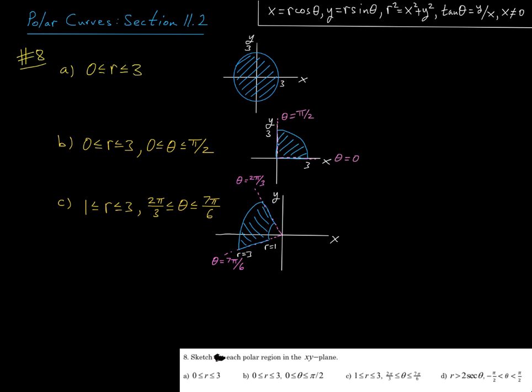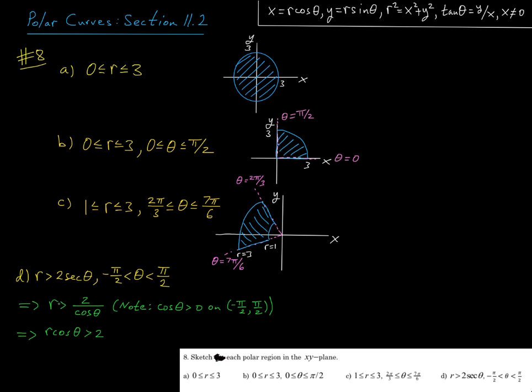All right, and then lastly, D, r is strictly greater than 2 secant theta, and here theta is strictly greater than negative pi over 2 and strictly less than pi over 2. Well, given that secant theta is a little more complicated here, I'm going to rewrite this as follows. So r is strictly greater than 2 over cosine theta, right? And that follows just given the fact that secant theta is the reciprocal of cosine.